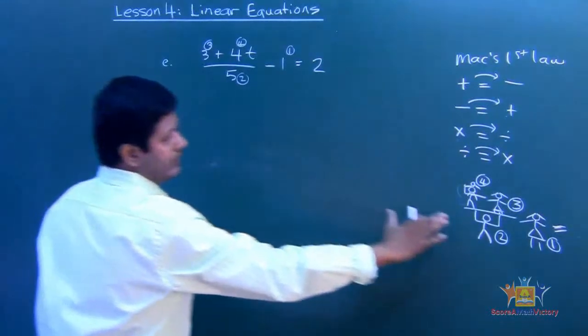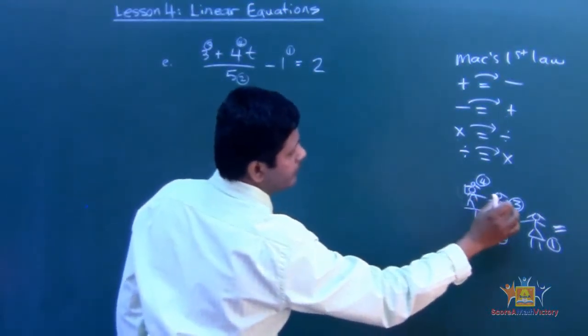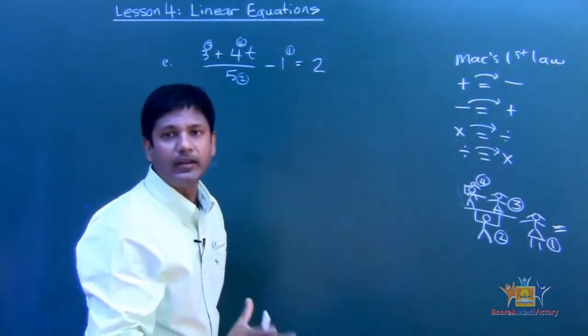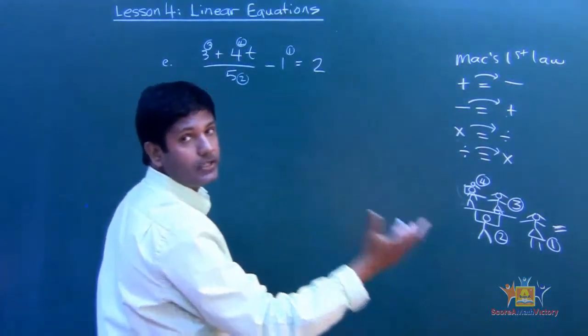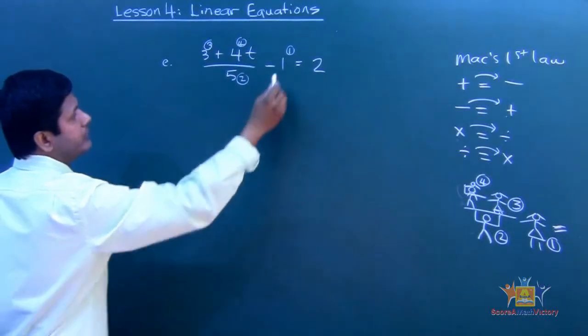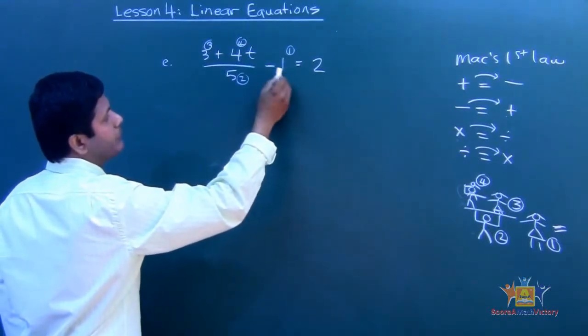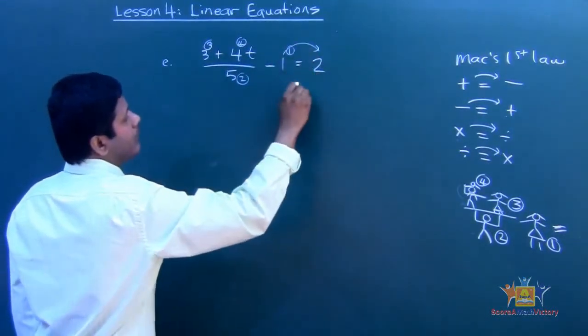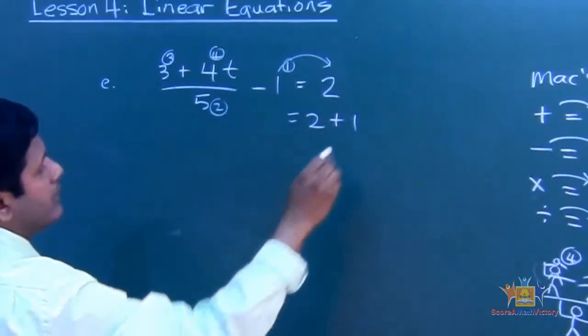Same thing. See that? It's just that I put your sister this side, I put you on the other side. Nothing changed. It's just the position. The sequence is still the same. Who got to go first? 1. What 1 is doing is subtracting. Cross the bridge becomes plus. So 2 plus 1, which is 3.